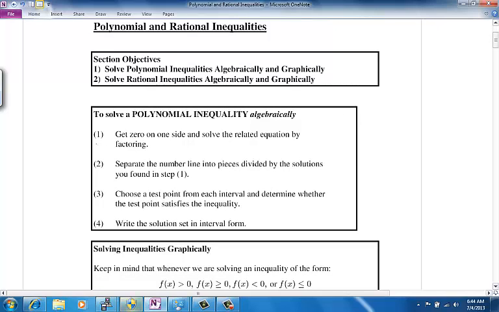So first, let's go through the list of how to solve a polynomial inequality algebraically without a graph. The first step is to get a 0 on one side and solve the related equation by factoring. Once we have solved the related equation by factoring, we'll use our solutions and put them on a number line, which will divide our number line into several intervals. From each of those intervals, we'll choose a test point that's not an endpoint.